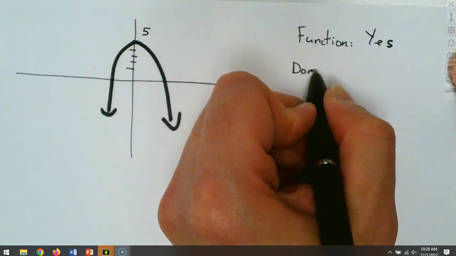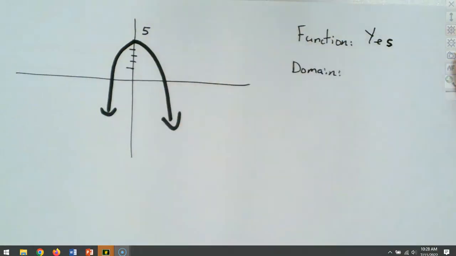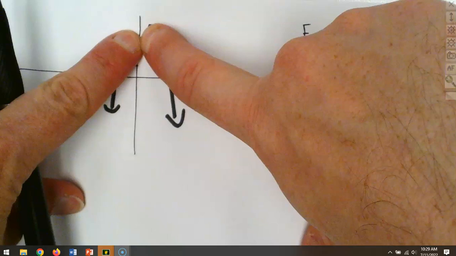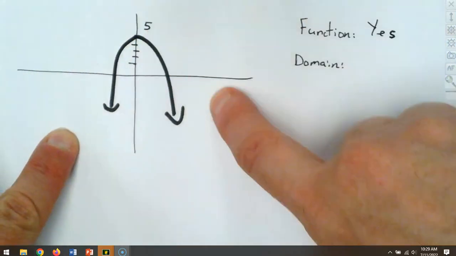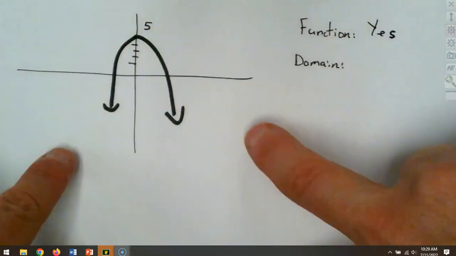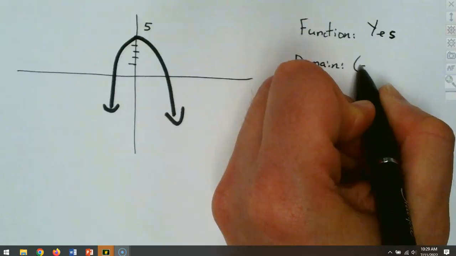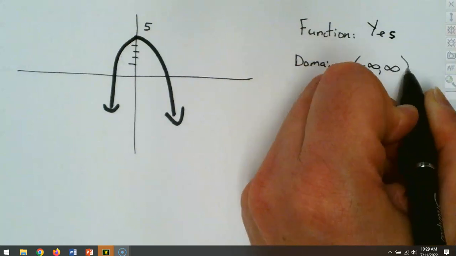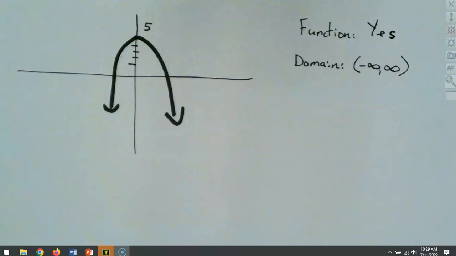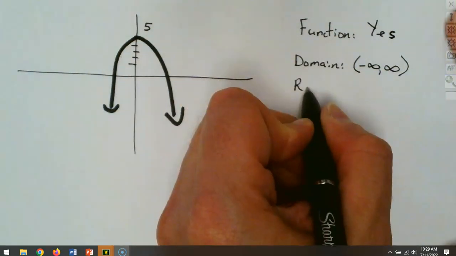Now we look at the domain. And when we look at the domain, we look at the values of x that it can be. And when we look at this graph, we notice that this graph is going back to the left and to the right. So my domain would be negative to positive infinity, because it goes to the left and it goes to the right. Now what about the range, the up and down part?